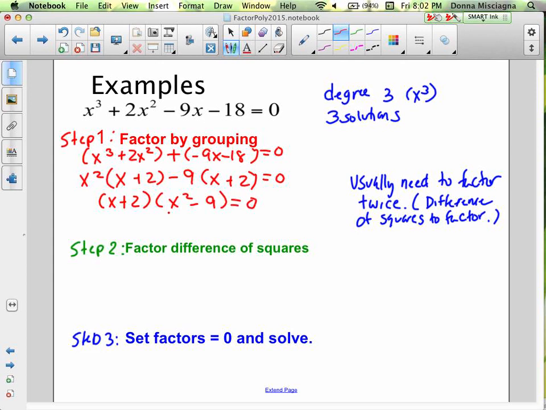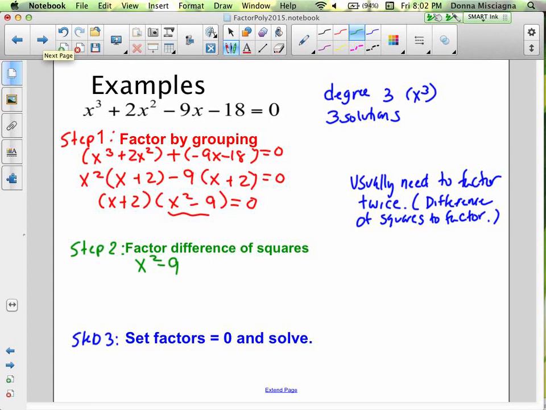So we're not done factoring because we don't have all linear factors. We have a square, and that's a difference of squares, which means that can be factored. So let's factor the difference of squares. So we have x squared minus 9.